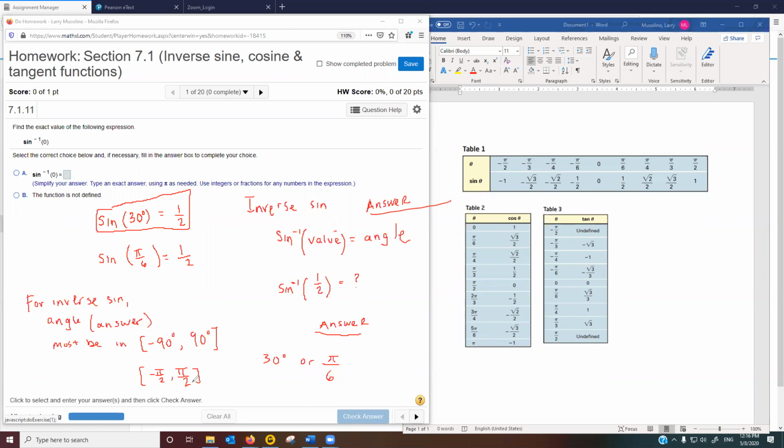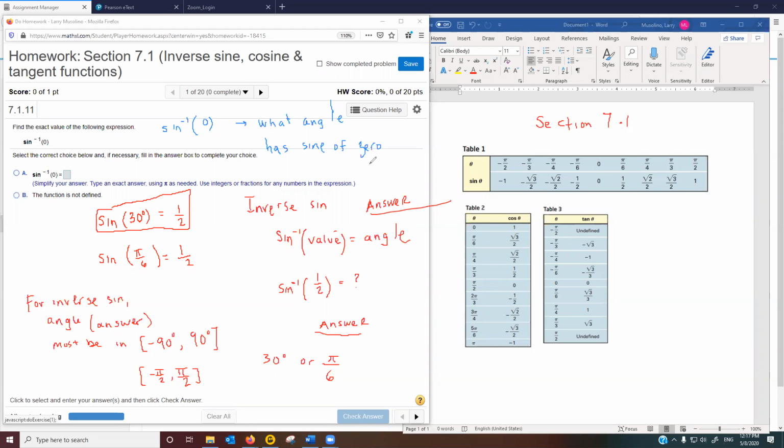Okay? All right, now on the right side here, I have some tables from section 7.1 that's going to make this a little easier. I could use the unit circle to help us out here, or I could use these tables. So let's go to this question here. It says, what is the inverse sine of 0? And again, what this question is asking you is, what angle has its sine equal to 0?